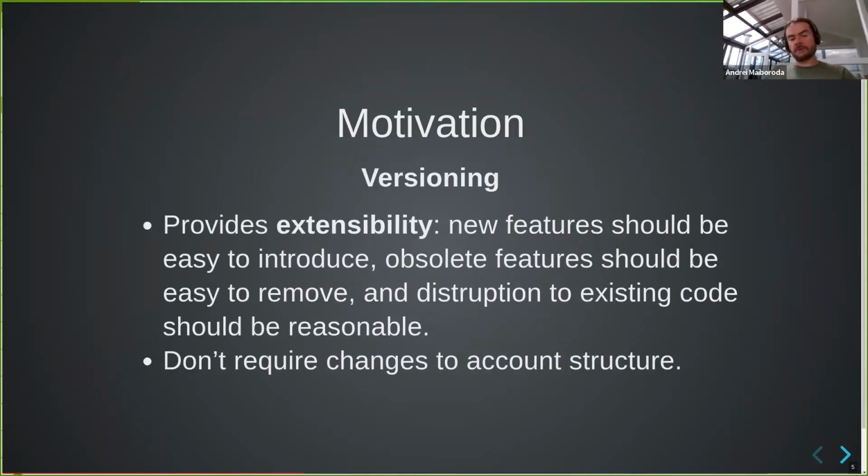Or another way to look at the motivation is to think that a versioning mechanism is something that is highly desired in EVM because it would actually solve these problems that I just mentioned. It would be easier to introduce new features like new opcodes, or deprecate some currently existing opcodes without disruption to already deployed contracts. Or it would provide extensibility, in other words.